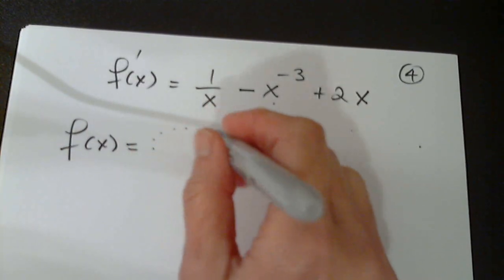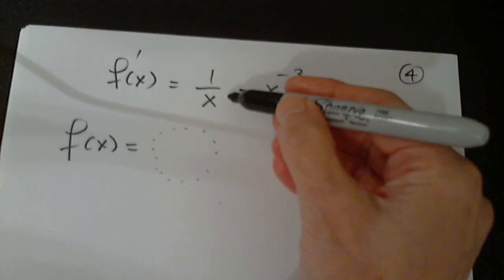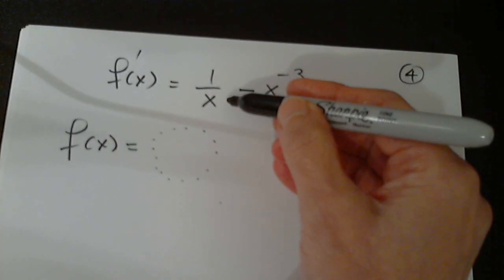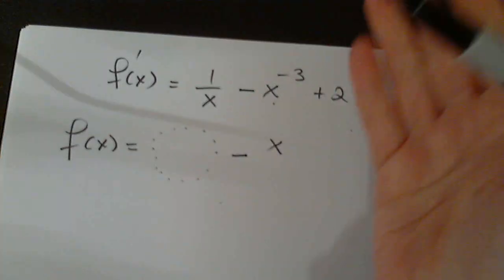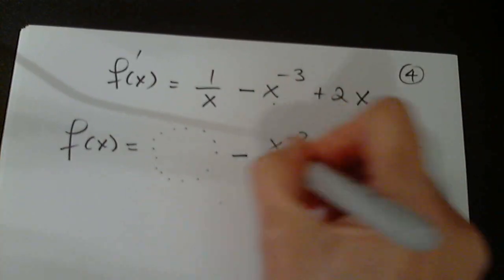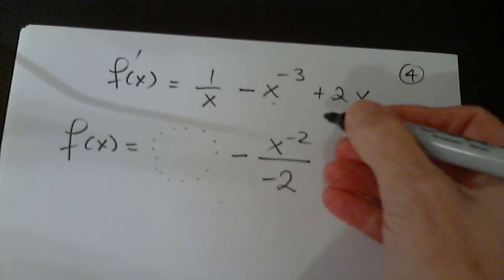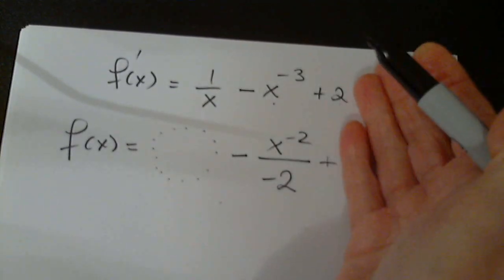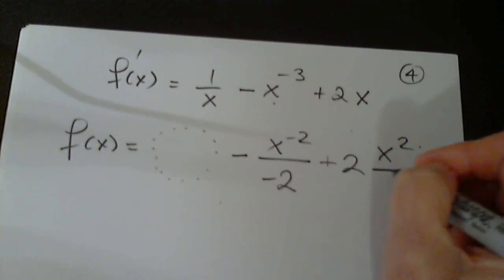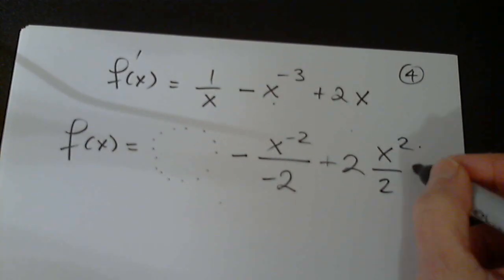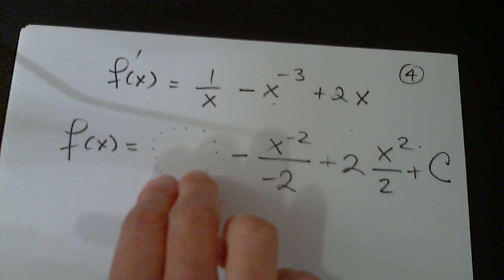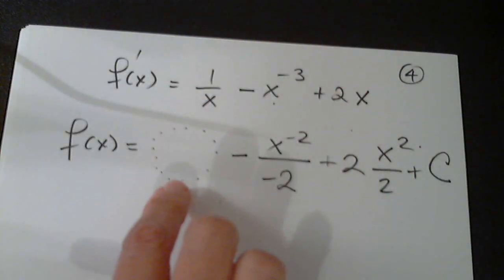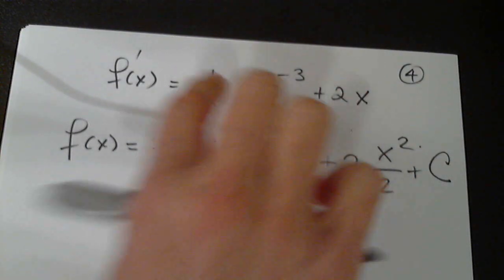Which function prime is 1 over x? This is very easy. Minus... I add 1 to the power, and I divide by the same number, the result. Plus, this is easy. I add 1 to the power, and I divide by the result. And of course, plus a constant c, because I'm asked to find the most general antiderivative. But I need to discuss this. When I differentiate this, I get 1 over x.